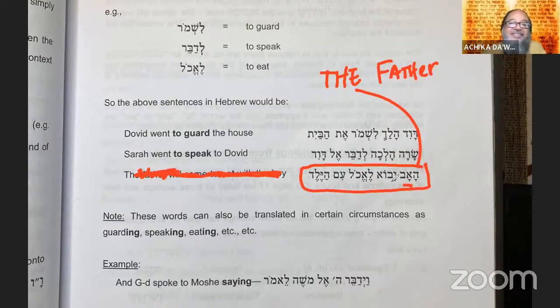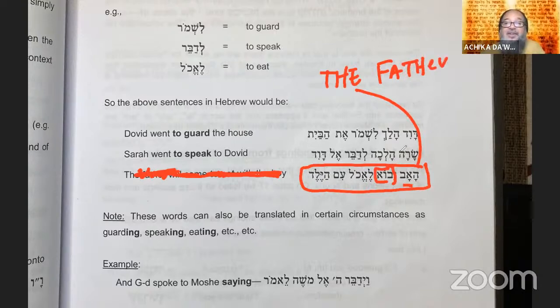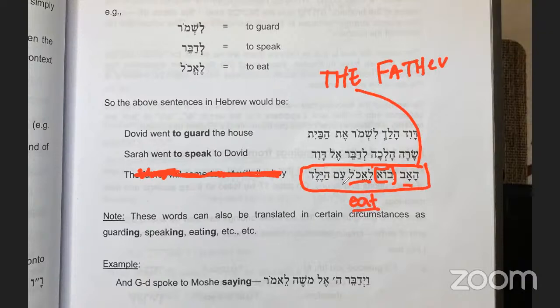And then we have Yavo. What does Yavo mean? What is Bo? Go, went. Yeah, go or come. So the Father, he will come or go to what? What is Akel? Eat. He's going to eat.